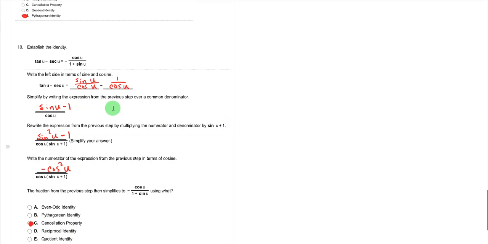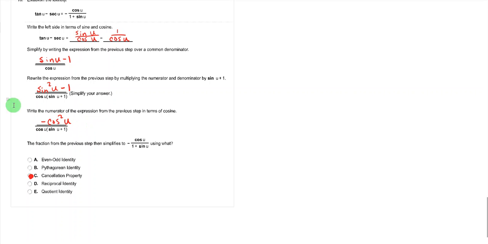Sine u plus 1. If I multiply that by the top, I'm going to have sine squared u minus 1 because I'm multiplying this times this. Write the numerator in terms of cosine. Well, sine squared minus 1 is equal to negative cosine squared. All right, the fraction simplifies to cosine u over 1 plus sine u using what? Cancellation property, because that cosine divided into that one and left 1 up there.